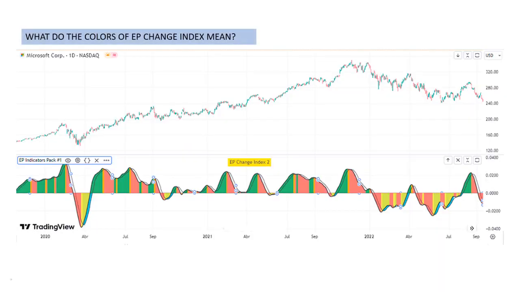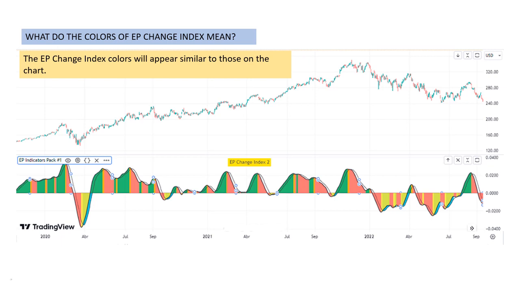What do the colors of EP Change Index mean? The EP Change Index colors will appear similar to those on the chart.